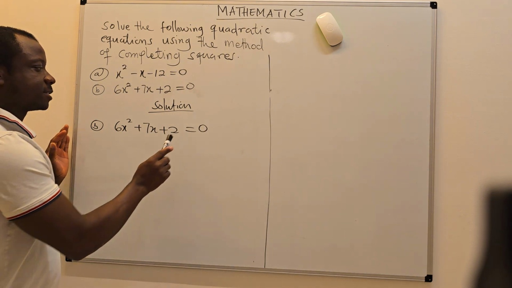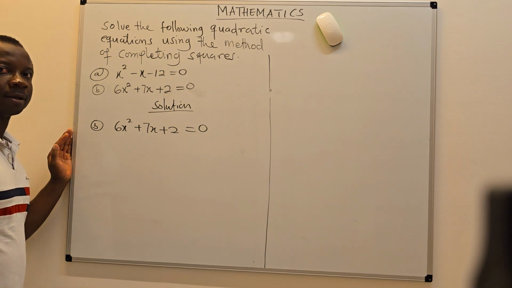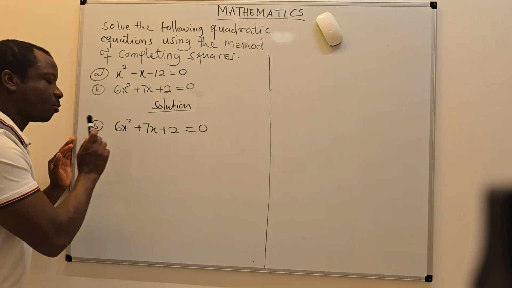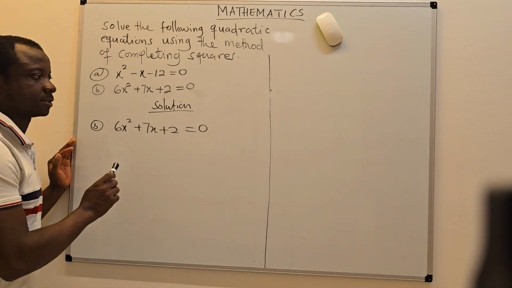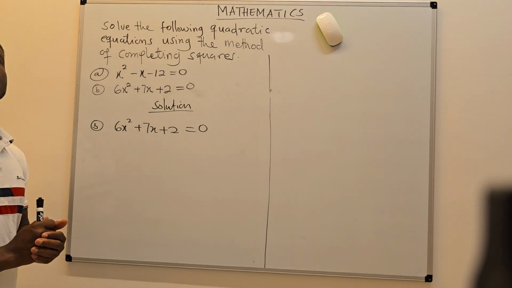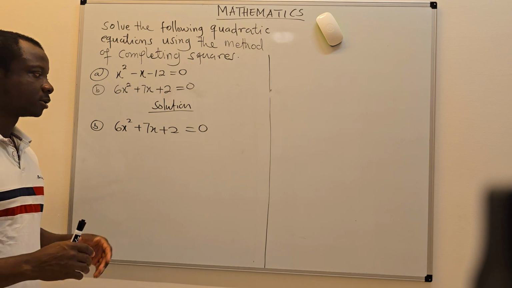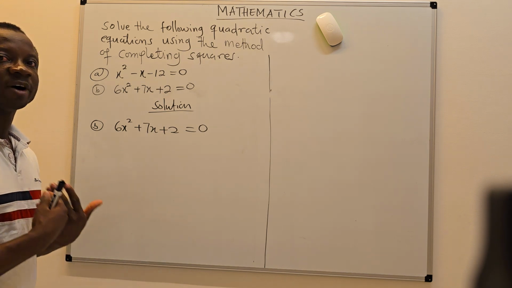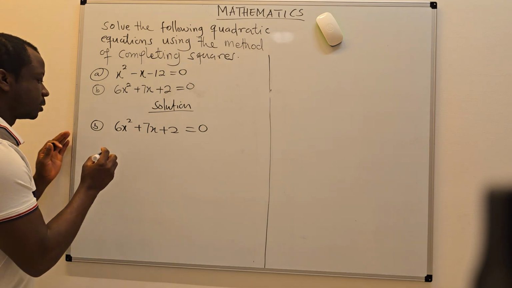Or, you can first move the constant term across the equal sign. After that, we will divide all by the coefficient of x squared, which is 6. And it will still be the same. So whatever you want to do is always good. But I'm going to divide by the coefficient of x squared first. So let's start with that.